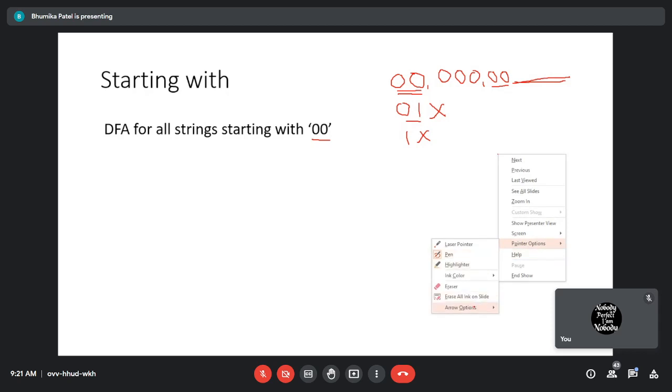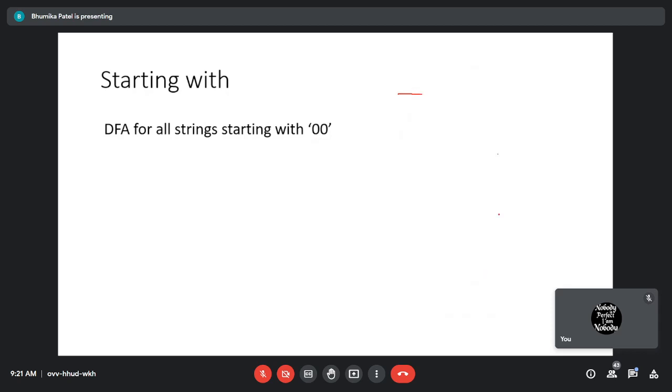Okay, so what we can do? We can take the initial state Q0.